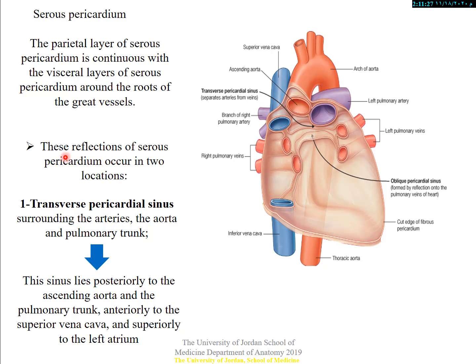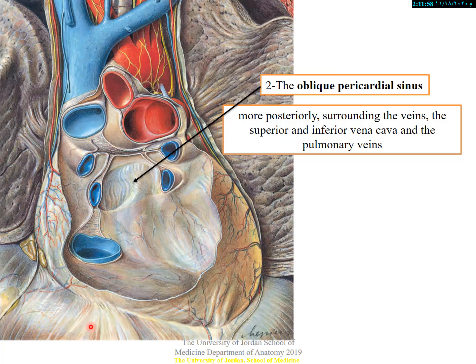The serous pericardium does make some reflection. This reflection of serous pericardium occurs in two locations: the transverse pericardial sinus surrounding the arteries, the aorta and pulmonary trunk. This sinus lies posteriorly to the ascending aorta and pulmonary trunk, anteriorly to the superior vena cava and superiorly to the left atrium.